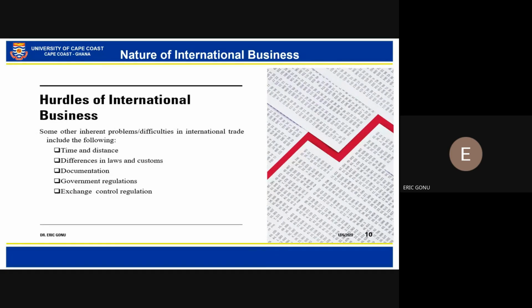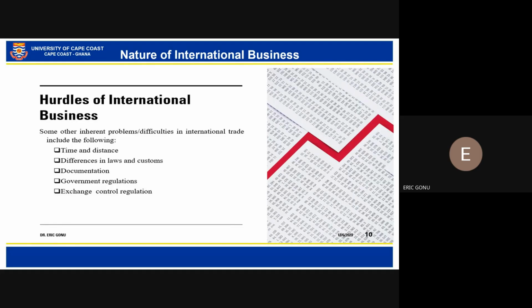Then also some of the inherent problems that affect international business are time and distance. Time and distance is key. The hurdles that you need to cross. How many minutes, how many years will it take you? How many months? And how long is it for you to send an item from China to Ghana, from US to Ghana? So these are also inherent problems that we need to think about.